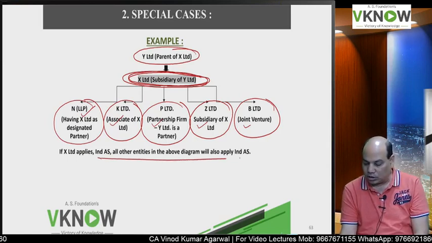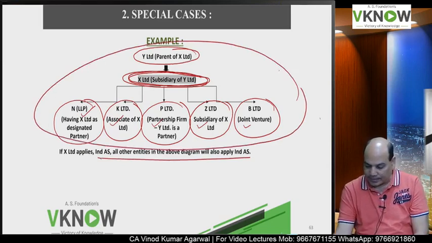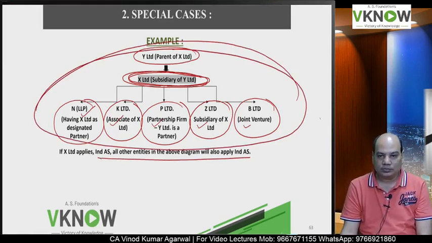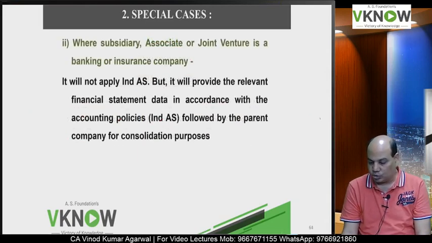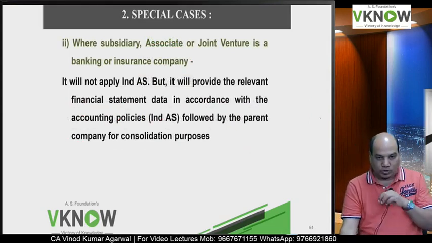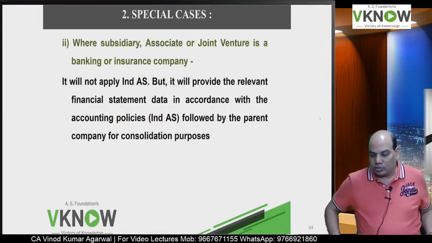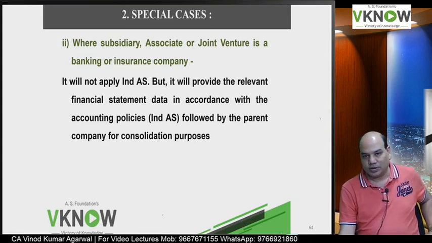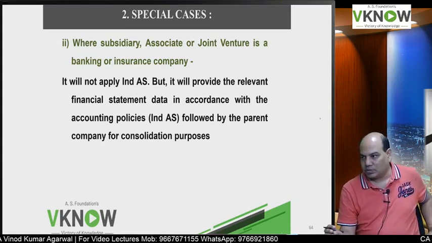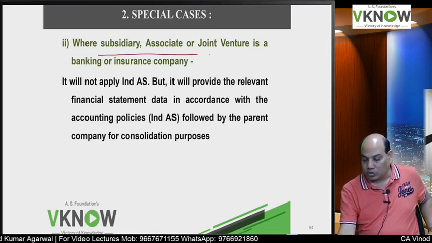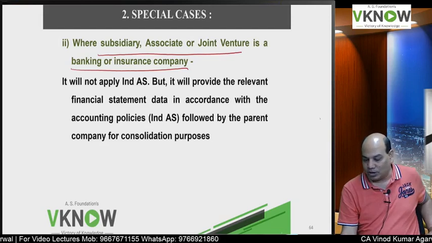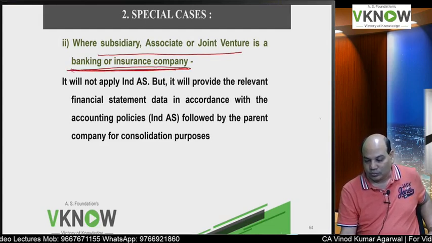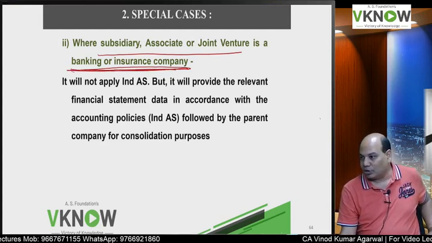So all these companies will have to apply Ind AS so that the consolidation can be done using the same set of financial statements. Now your question was, what about banking or insurance company? NBFC I have discussed. If your subsidiary, associate or joint venture is a banking or insurance company, the problem will be that they are right now not required to follow Ind AS, but the parent company is required to follow Ind AS.